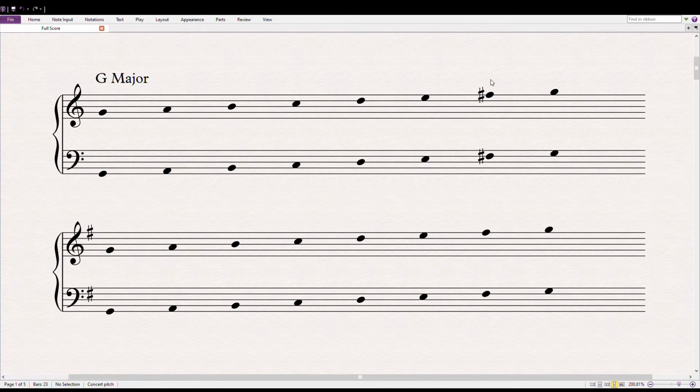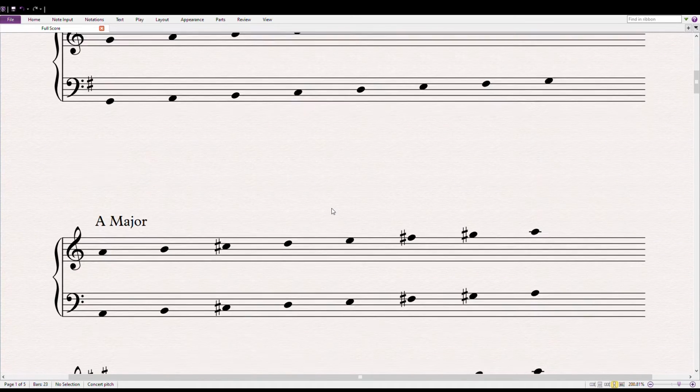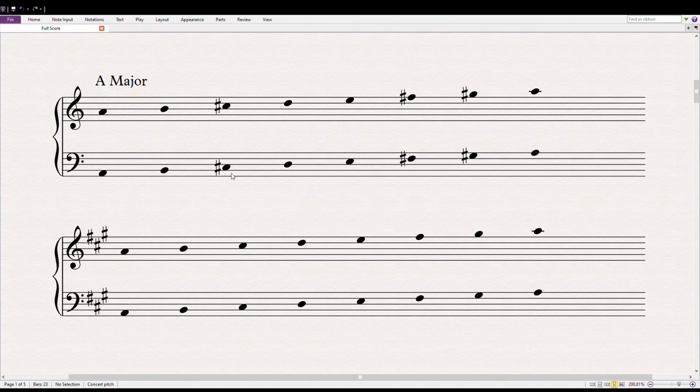So what it does basically is it takes all of the information for how many sharps we have and what they are and summarizes it at the very beginning so that we don't have to write it on every single note. Let's look at another key with more sharps than this one. We're going to shift down to A major. So A major, we've got C sharp, we've got F sharp, and we've got G sharp.